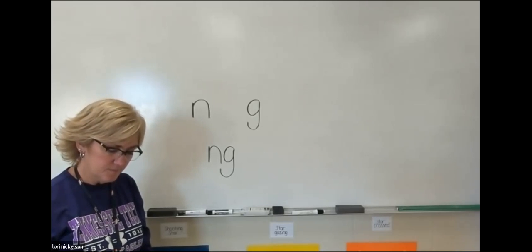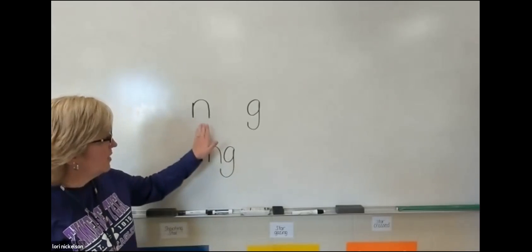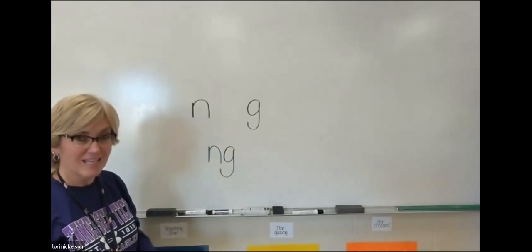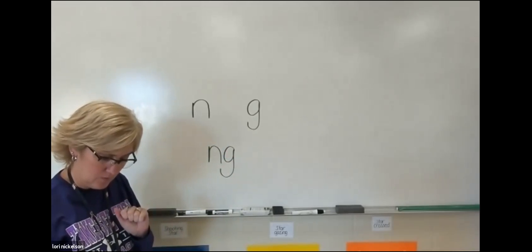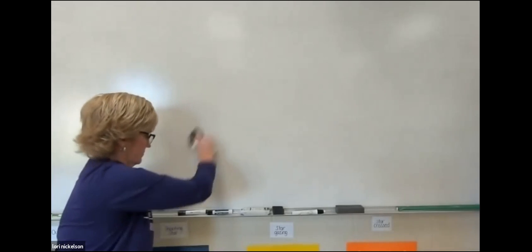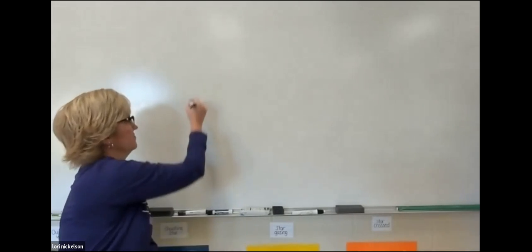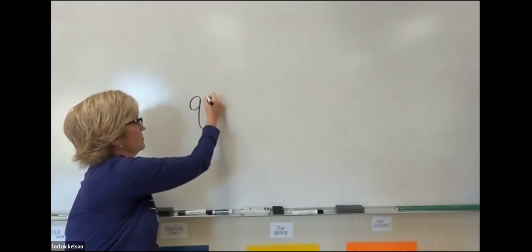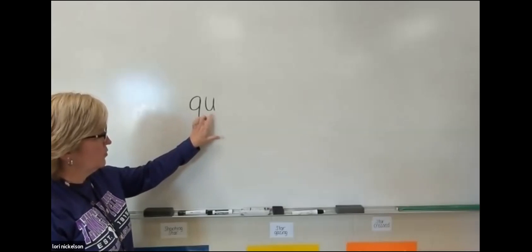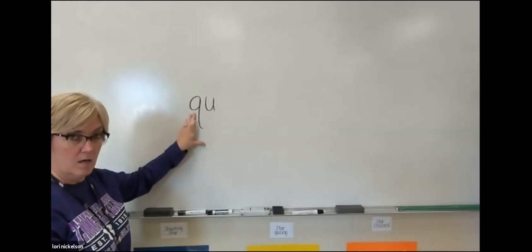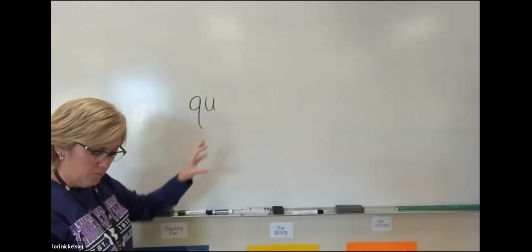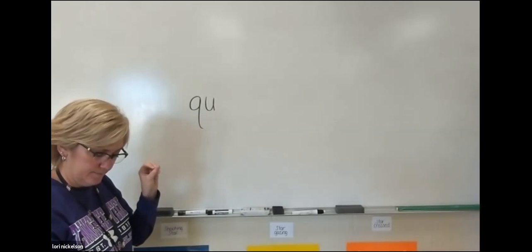Good. Now remember, in isolation, you have N and G, but together, ng. You put them together to hear that sound. All right. Let's look at a different blend. You have a Q and a U. The Q sounds qua or ka, like a K, and the U, but when we put them together, it's qua.